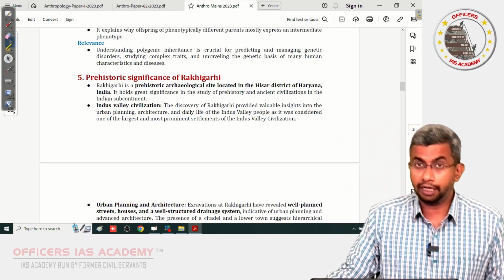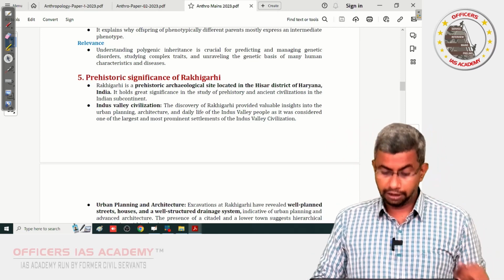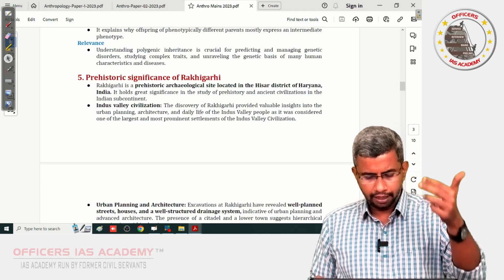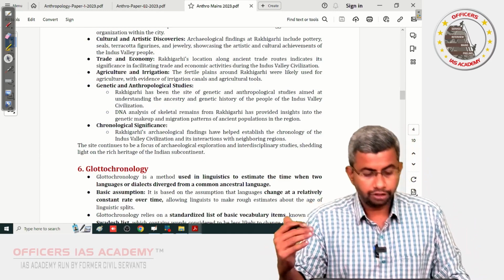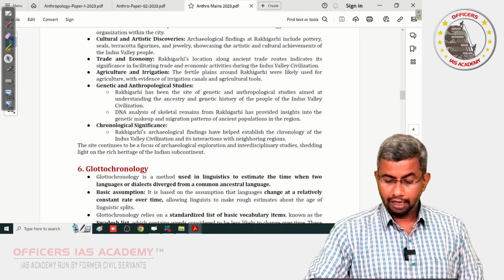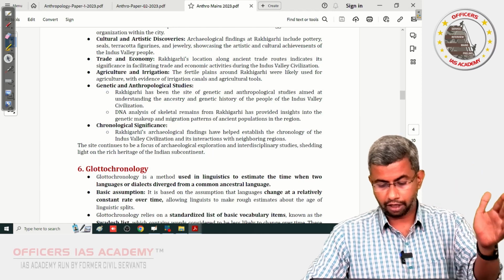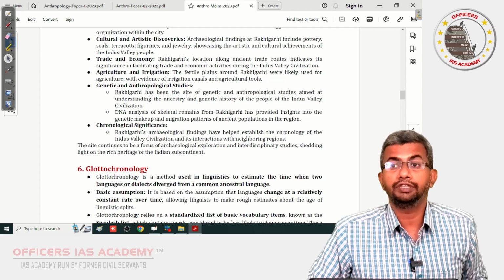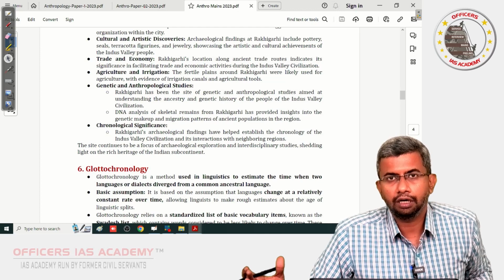Prehistoric significance of Raki Garhi. So this is a place in Hisar district of Haryana related to the Indus Valley civilization, right? It provided valuable insights about urban planning, architecture, daily life of Indus Valley people, cultural and artistic discoveries, trade and economy, agriculture and irrigation, right? And the chronological significance. Raki Garhi archaeological findings have helped establish the chronology of the Indus Valley civilization and its interaction with the neighboring regions.